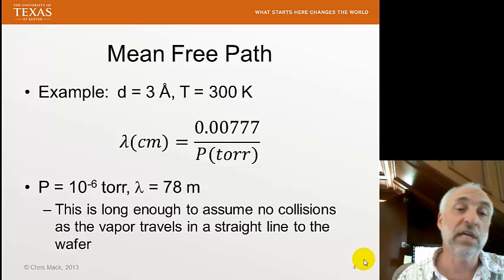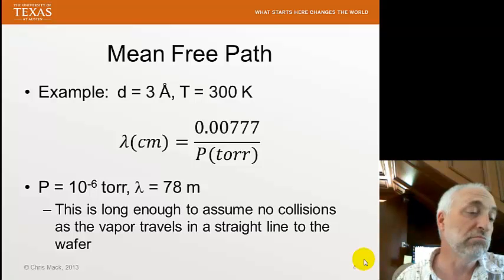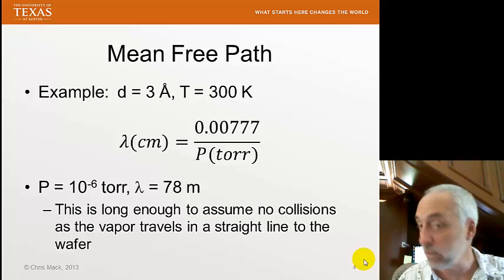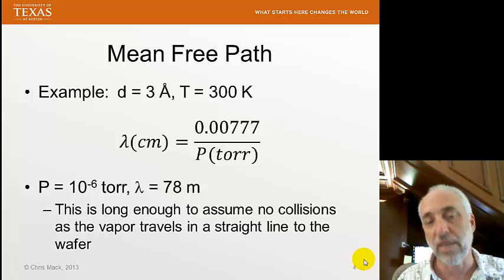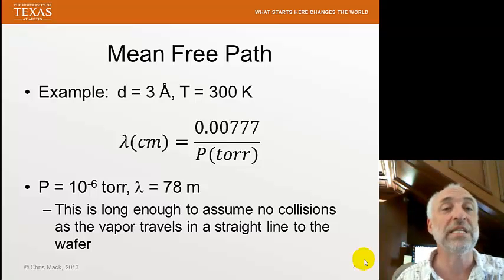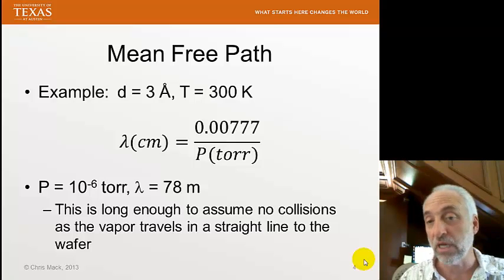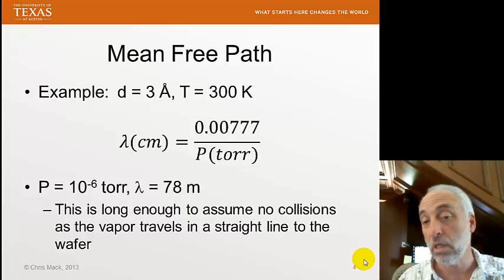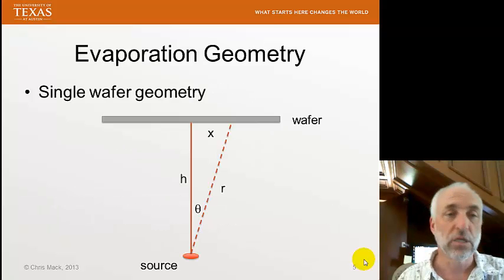Well, this tells us what the highest pressure we can live with is if we want to get good quality depositions with no contamination. But it also tells us how we need to analyze the geometry of deposition: line of sight. So let's look at that geometry.